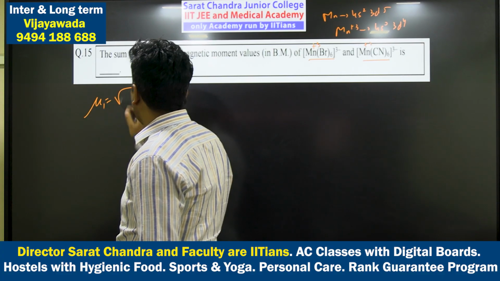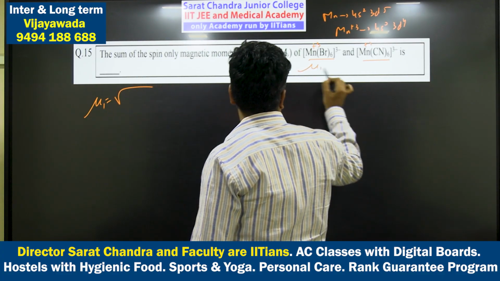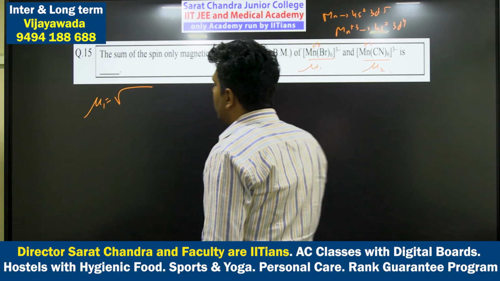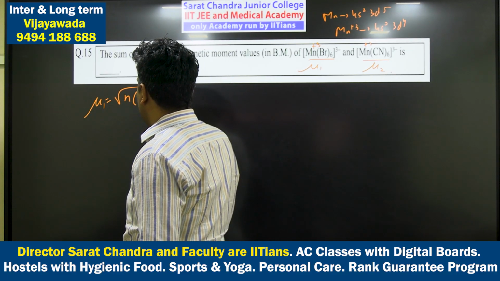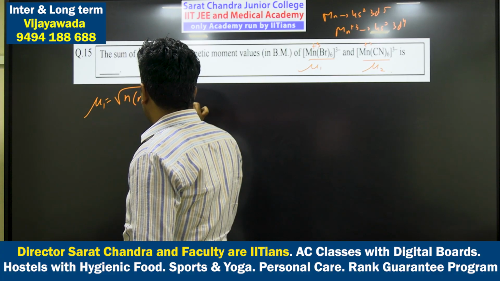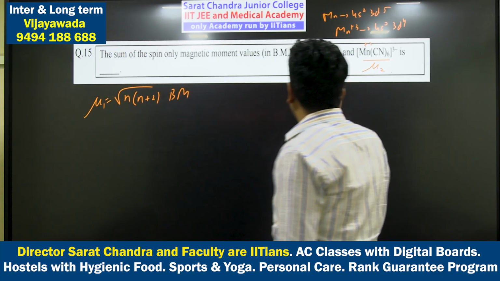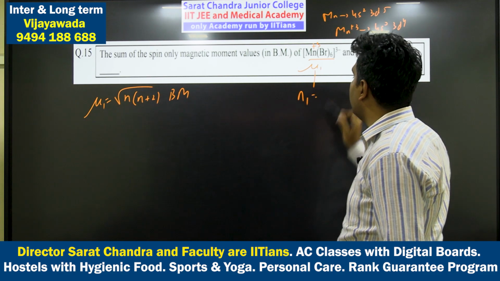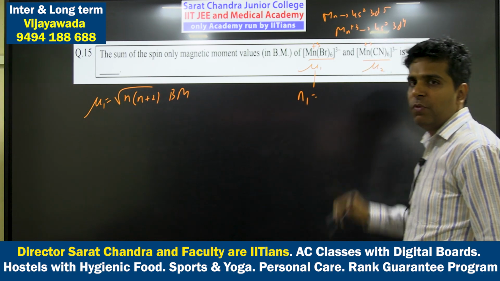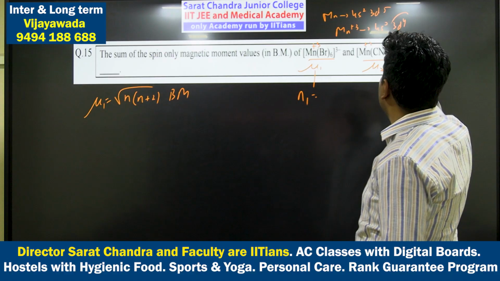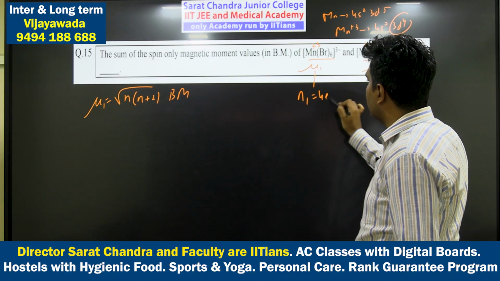So first complex, let the spin magnetic moment be mu1, second is mu2. So spin magnetic moment will be root of n into n plus 2 Bohr magneton. Now number of unpaired electrons in the first case will be, now bromine is a weak field ligand that will not cause pairing. So there are 4 unpaired electrons.